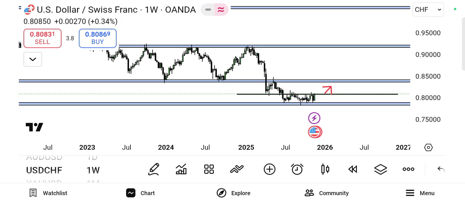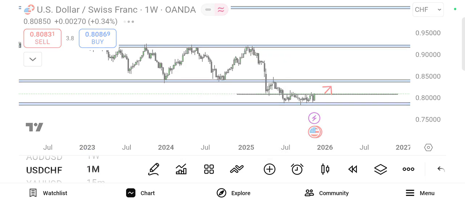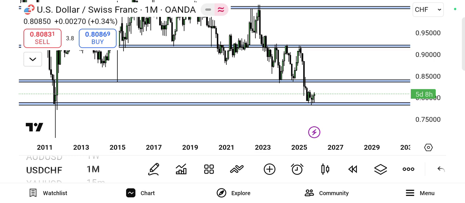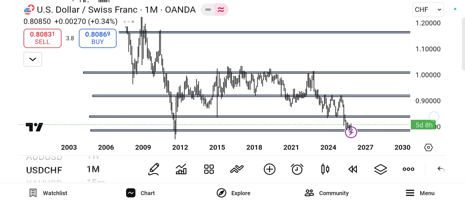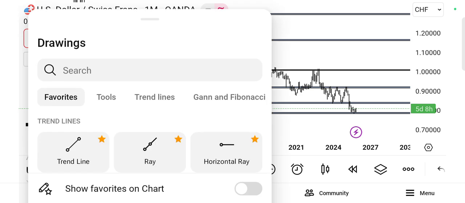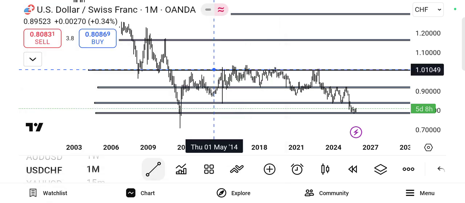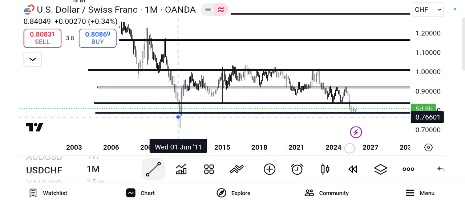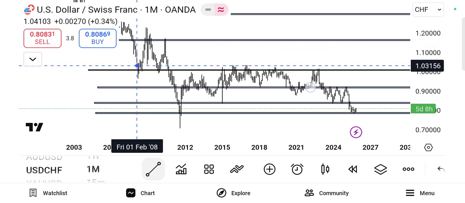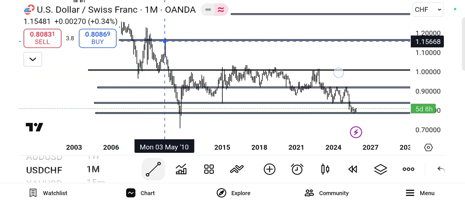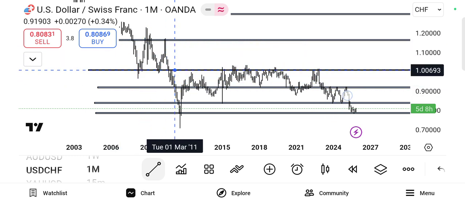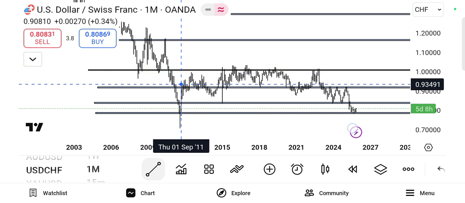On USD/CHF, first things first, we are going to be doing a top-down analysis, starting from the monthly time frame. From the monthly time frame, what can you see? Let's use past data to predict what the future may do. Around here, the market was creating lower high, lower low, lower high, lower low, lower high, lower low.